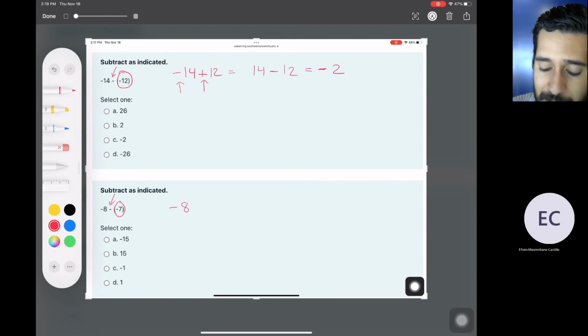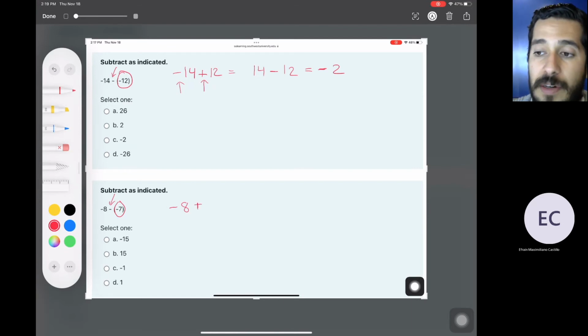My first number is negative 8. I have a negative sign in there, which means I have to convert that into a plus and the opposite of the number that is circled. Okay, and the opposite of negative 7 happens to be positive 7. Now that it became an addition, I'm going to be able to add it with the rules that we already discussed. Okay, so negative 8 plus 7, they have different signs.